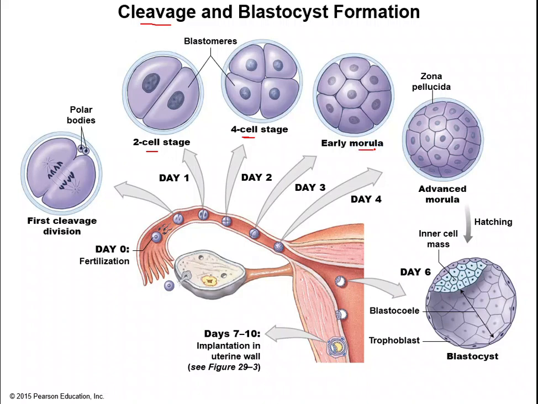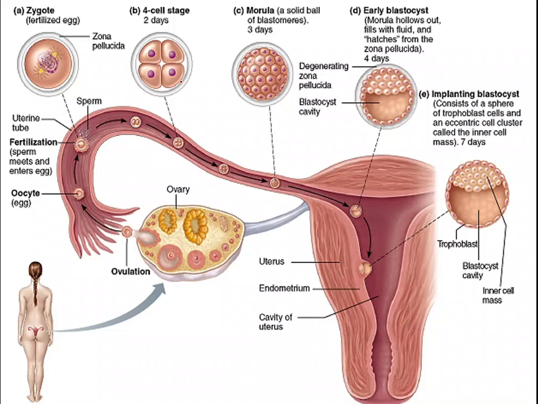Now, the morula is a solid ball of cells, basically containing 16 to about 32 cells. And then the morula will give rise to the final stage known as the blastocyst. So remember, the fertilized egg's goal is to get to the uterus for implantation. But as it travels along through the process of peristalsis, it will rapidly divide by mitosis. We'll go from the two-cell stage to the four-cell stage and then to the morula phase.